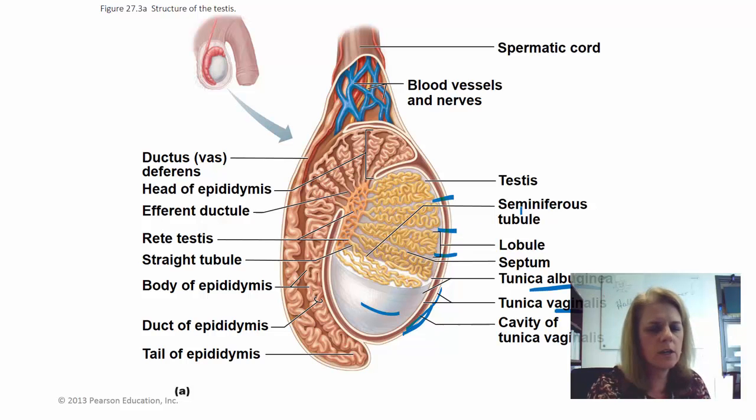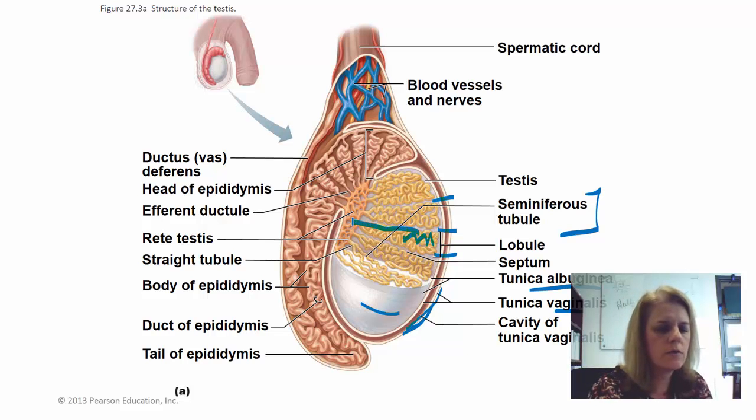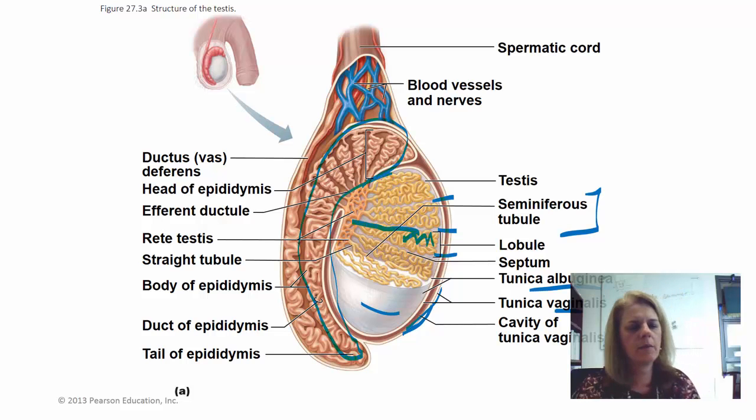Okay, and inside these lobes you have your seminiferous tubules here. This is where the sperm are made. So the sperm are going to be produced here. They're going to travel into this structure here called the epididymis. Okay, and in the epididymis, this is where they are going to stay until ejaculation occurs.